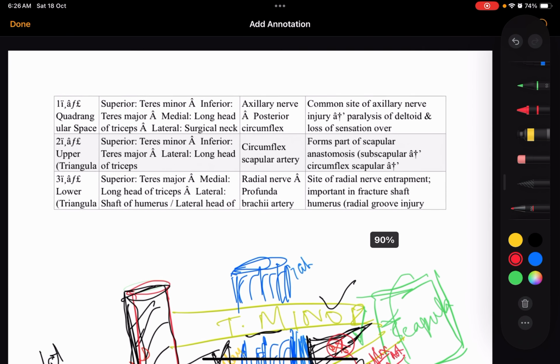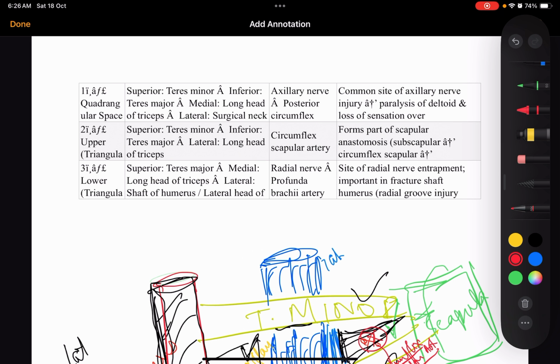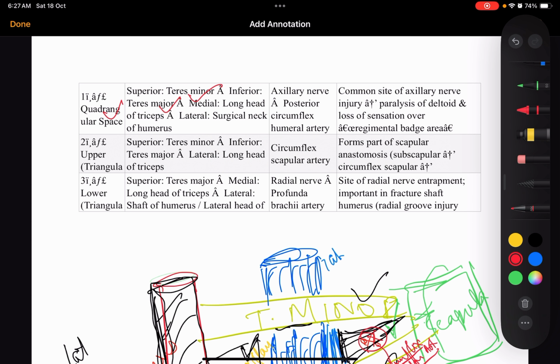Now let's have a look at the table and let's just tick what we've studied. Quadrangular space studied: teres minor above, teres major below. Surgical neck as lateral, medial is long head of triceps. Axillary nerve because it is with the surgical neck, and posterior circumflex humeral artery, very important. Obviously, the common site of axillary nerve injury, with paralysis of the deltoid and loss of sensation over the regimental badge area, very important. All right, the quadrangular space has been covered.